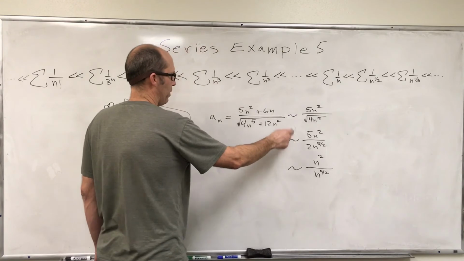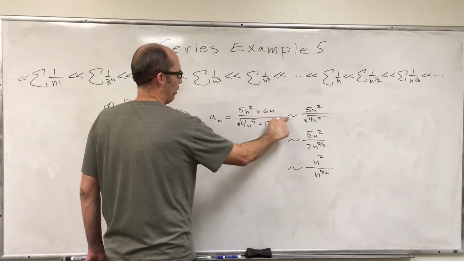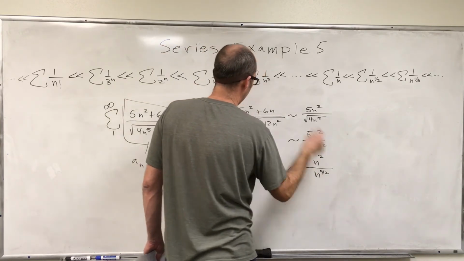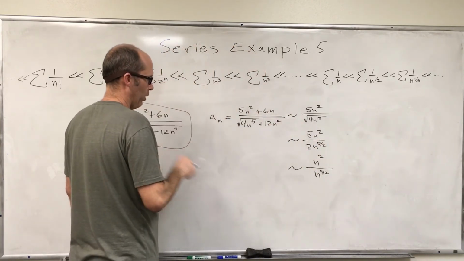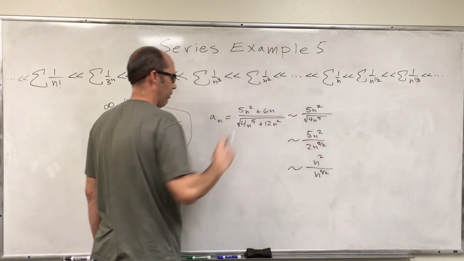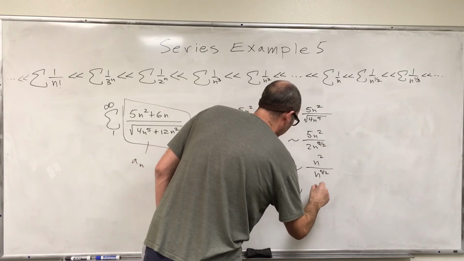Think of this symbol as saying has about the same tail as that, and close enough of a tail that whatever we get here, if it converges, very similar to up there. Okay, so anyway, let's see.